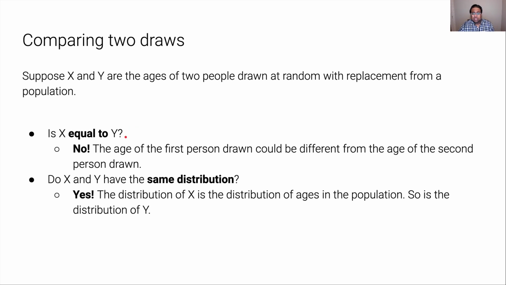The answer to that is no, not necessarily, because the age of the first person we draw could be different from the age of the second person we draw. It's possible that they're the same, but in general, X is not equal to Y because it doesn't always have the same value as Y. But X and Y in this case have the same distribution, because both of their distributions are the same as the distribution of ages in our population. So here, X is not equal to Y, but X and Y have the same distribution.